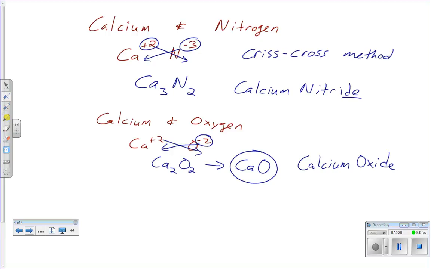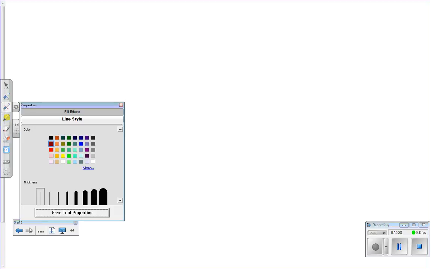Okay. Now, we've got a special situation to talk about with the transition elements, transition metals. Your book doesn't really go into this too much, but I'm going to anyway. With the transition metals, because they have electrons that are going into d orbitals, they can do some funny things with the number of electrons that they give up.